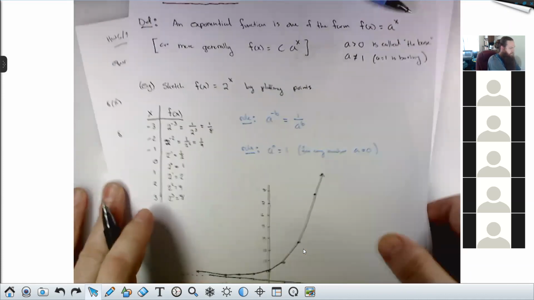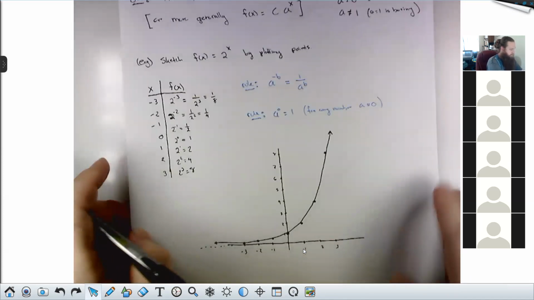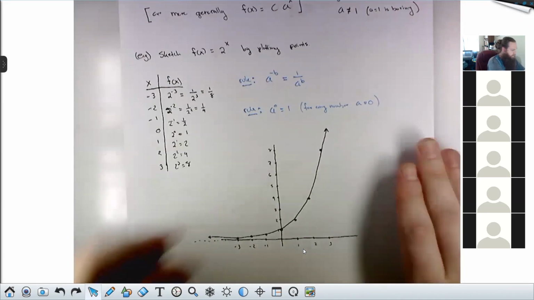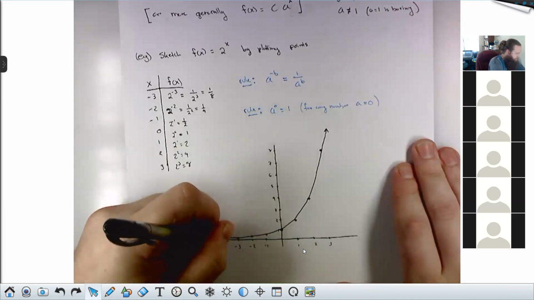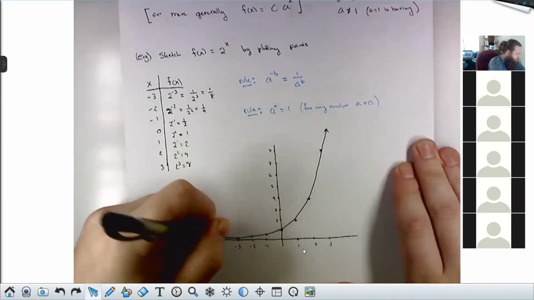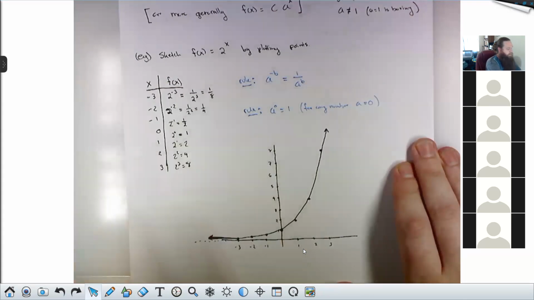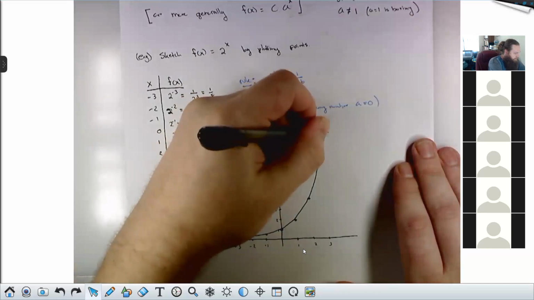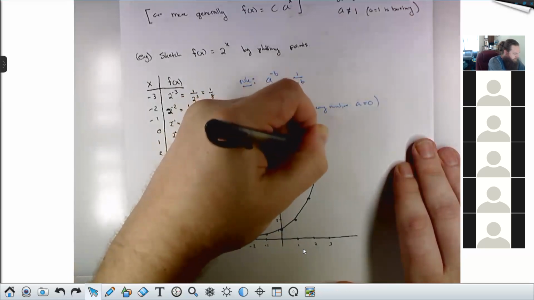Here is a very nice graph of 2 to the x. And this is still just decreasing. I'm just having a hard time drawing. So still going down over here like this, and going up over here like this. So this is what 2 to the x looks like.